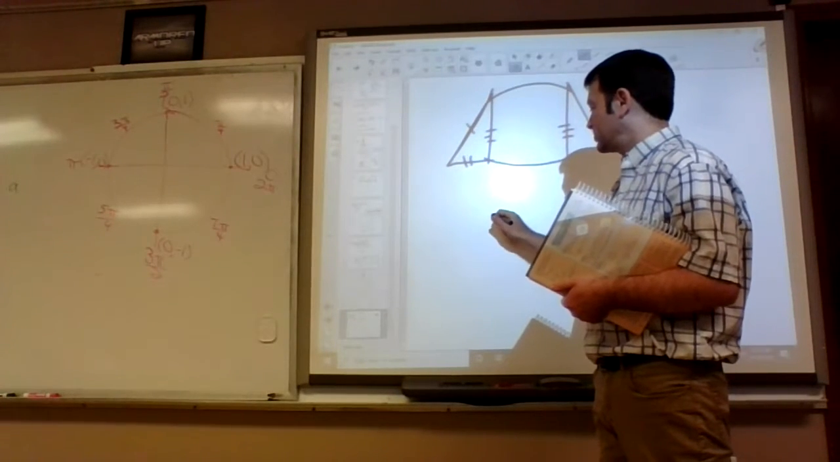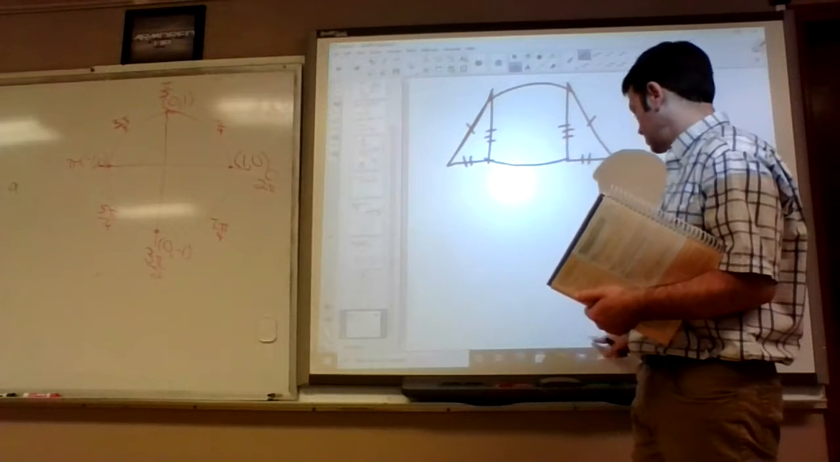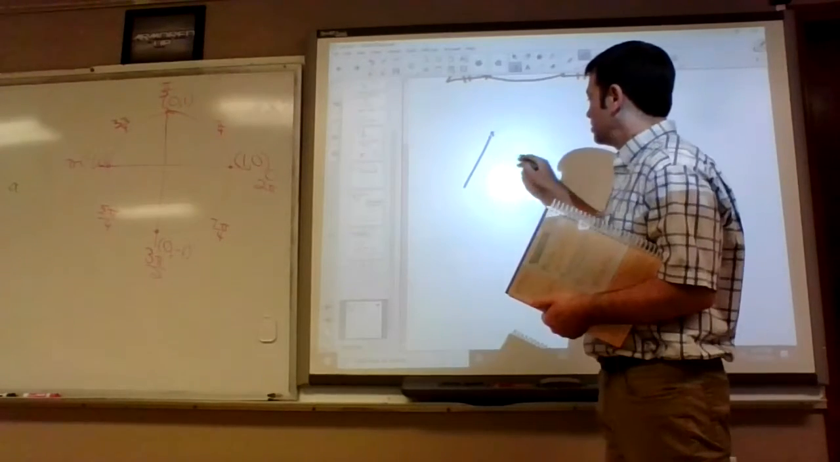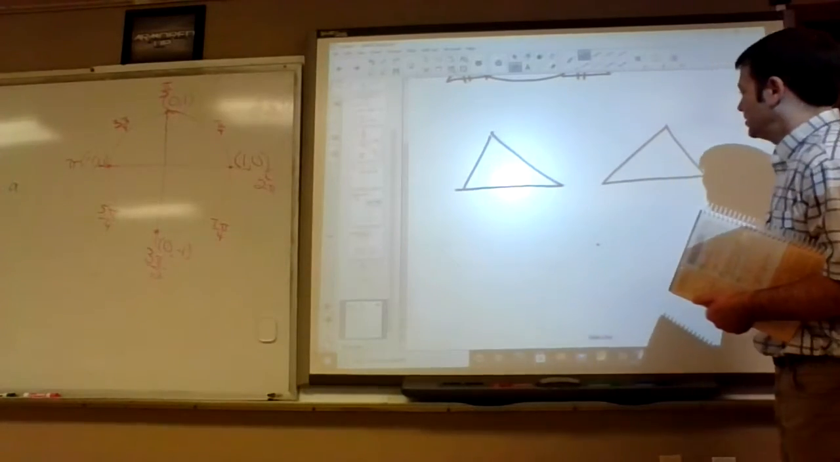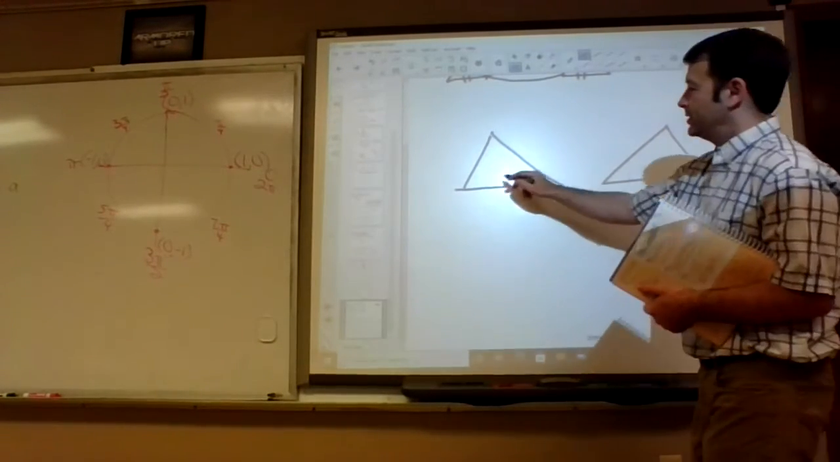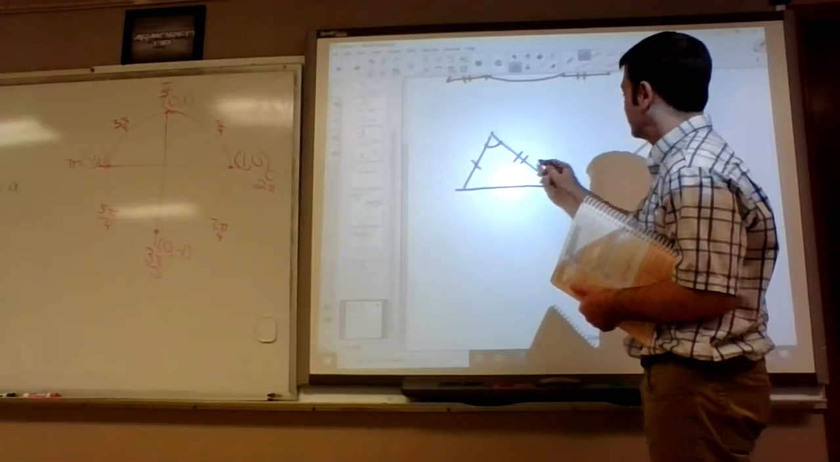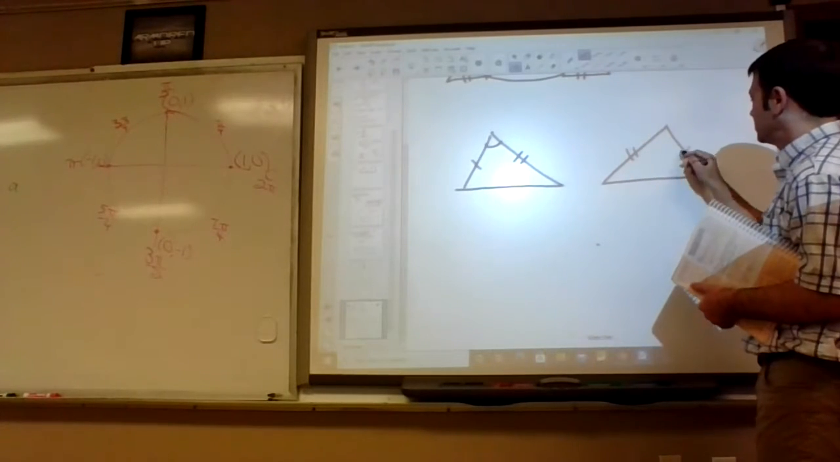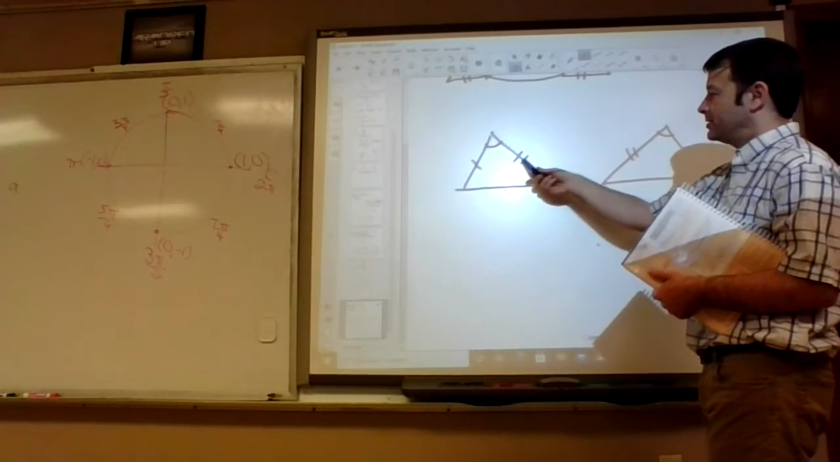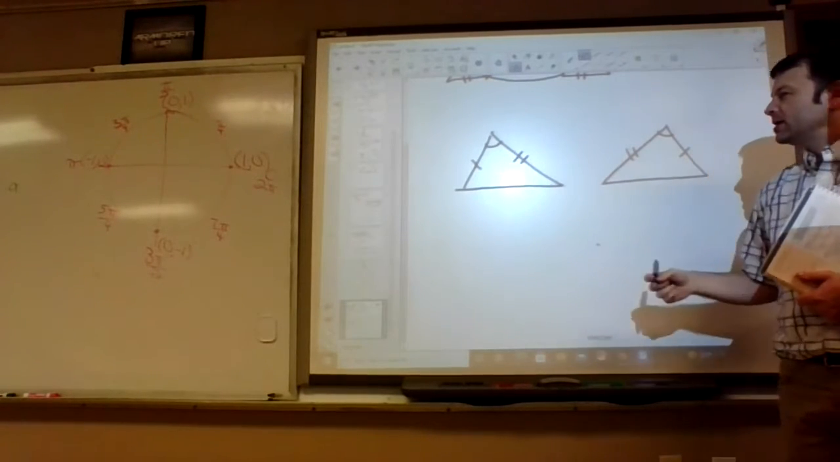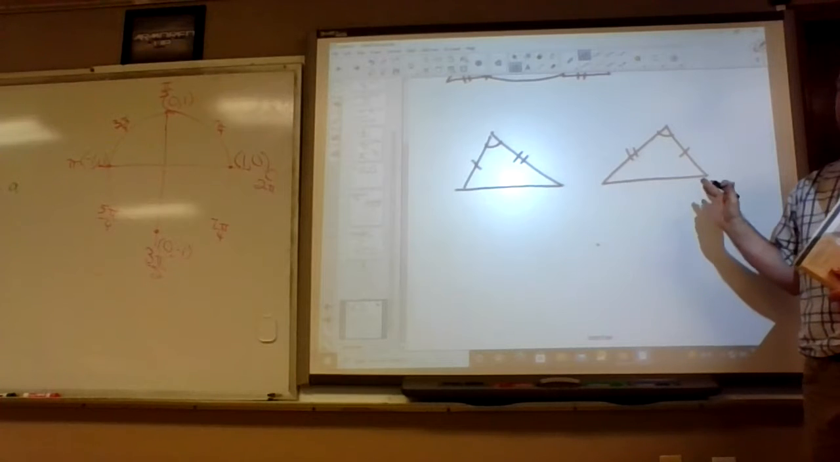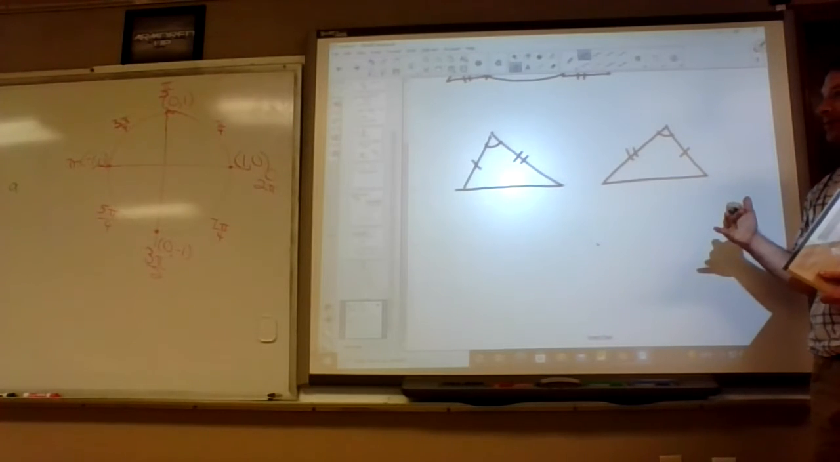Let's see if I can draw this. Let's say these two triangles are congruent. You guys remember what these marks mean, right? These two sides are the same. Arcs mean these two angles are the same. This is actually enough information to know that the entire triangles have to be congruent.